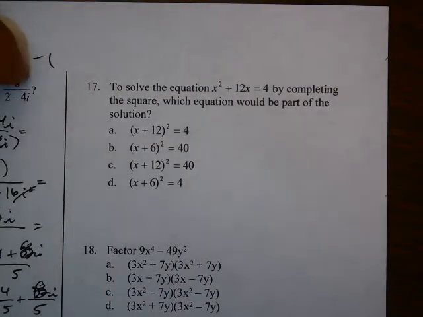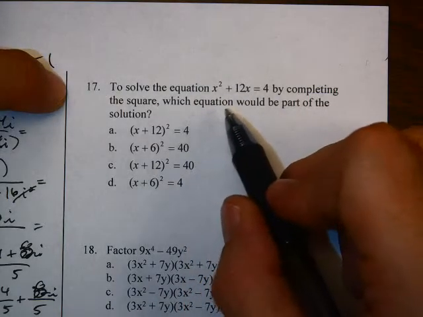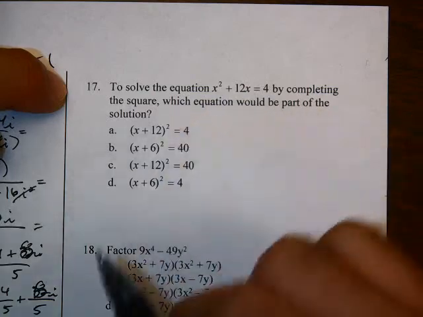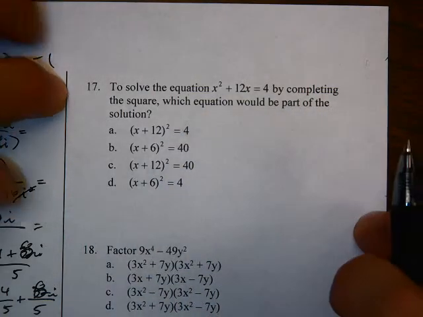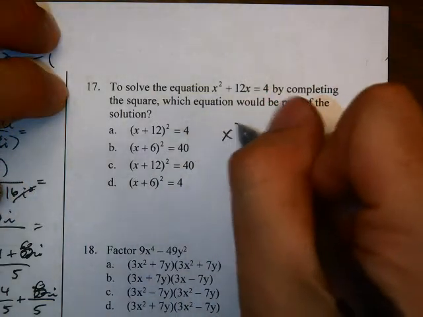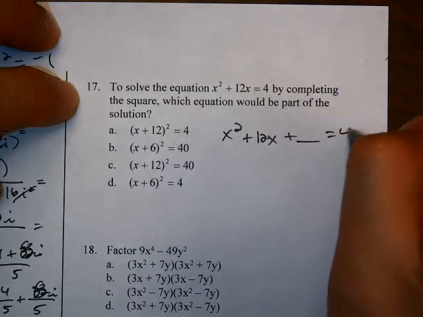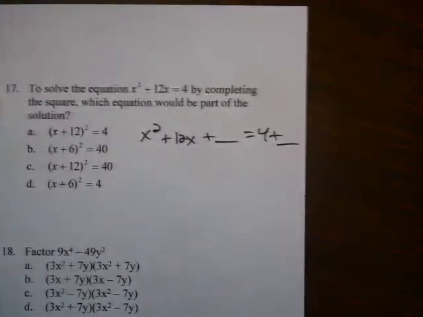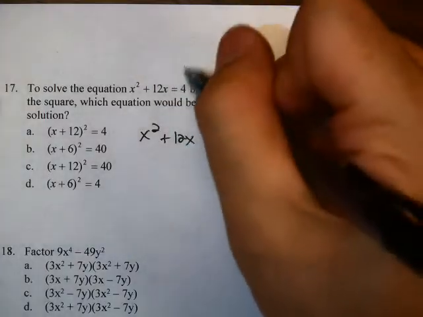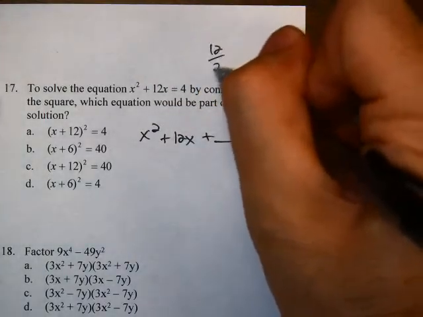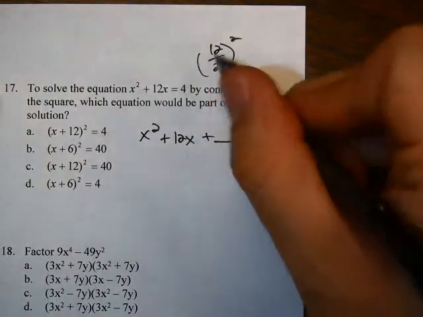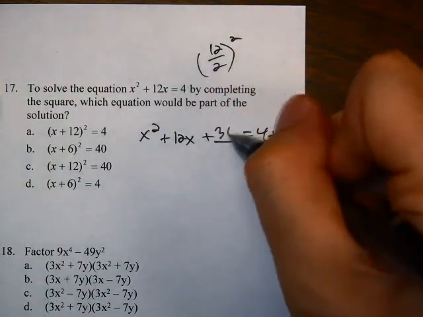17. To solve the equation x squared plus 12x equals 4 by completing the square, which equation would be part of the solution? If I'm completing the square, that means I've got plus 12x. That means I have to add something to both sides. To get that something, I have to take this middle term 12, cut it in half and square it. 12 divided by 2 is 6, squared is 36.